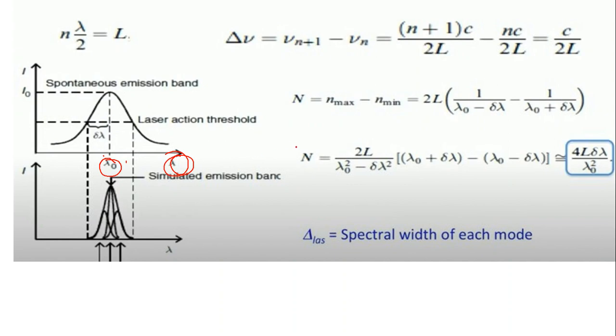Here we get the relation between n, the number of modes, and 4L delta lambda upon lambda naught square. Here L is again the length of the cavity, delta lambda is the value of half width at half maximum, also called the laser action threshold, and lambda naught square is the square of the mode locked wavelength.